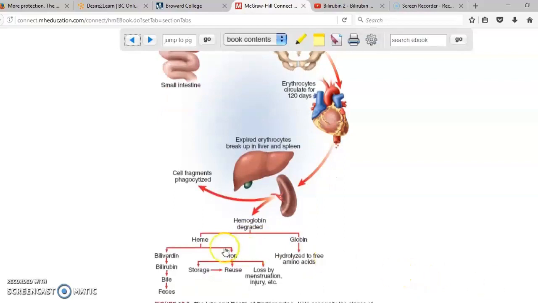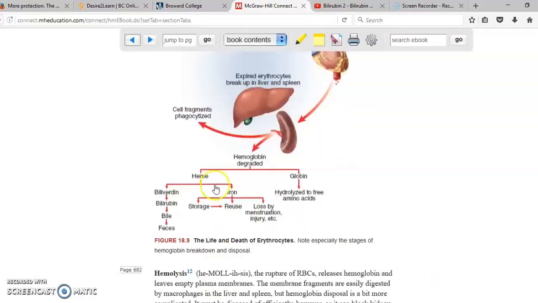Here you go. Now we said the heme has 2 parts. So the heme is going to get separated into iron, which is going to get stored in the liver for reuse if it's necessary. And the other part, the heme, is going to get transformed into biliverdin, bilirubin, bile, and then it is going to go to the feces.